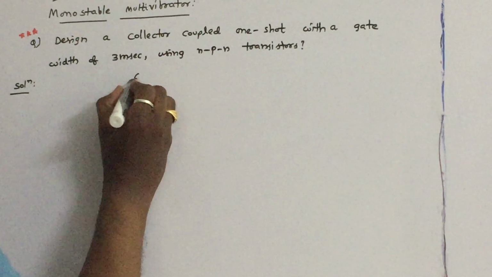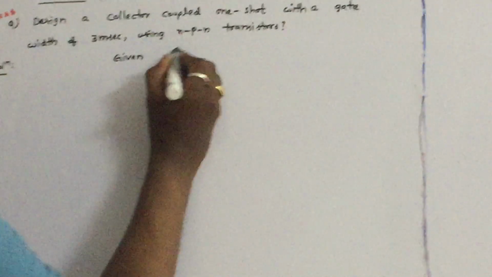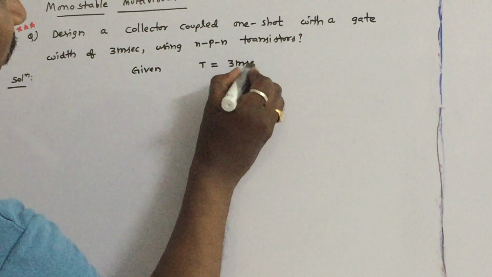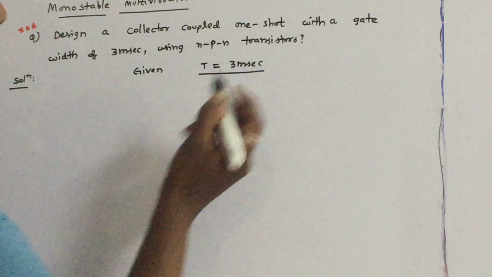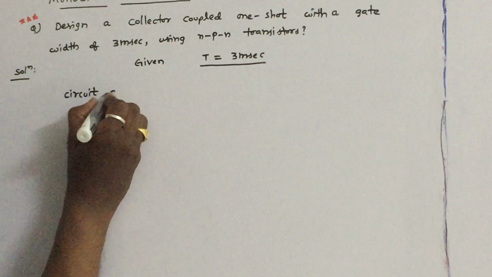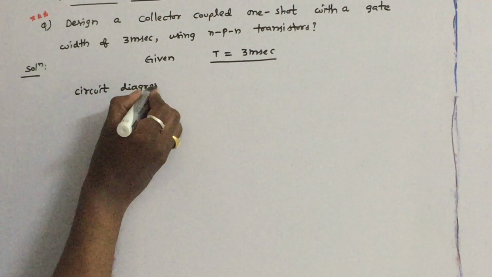So what is the pulse width given? The pulse width is given as a 3 millisecond pulse. So we have to generate a 3 millisecond pulse. So first let us draw the circuit diagram, a very simple circuit diagram of monostable multivibrator.